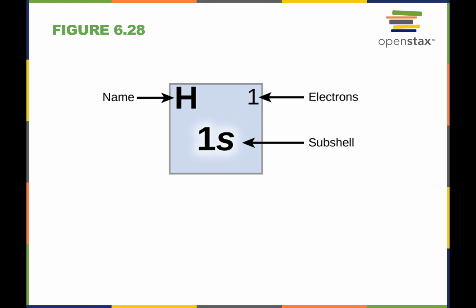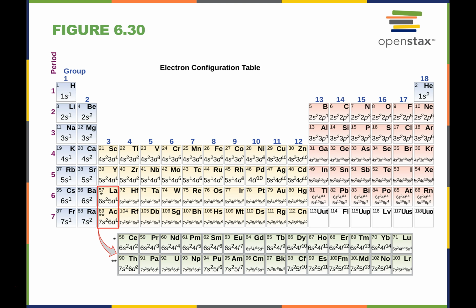So hydrogen, of course, has atomic number 1. That 1 electron is going to be in the 1s subshell, so it's 1s1. I don't know why that's there.